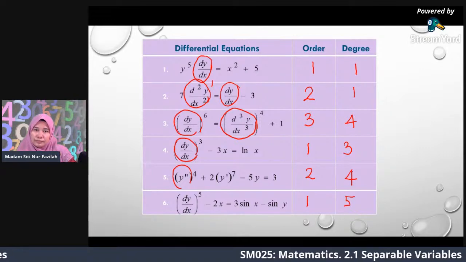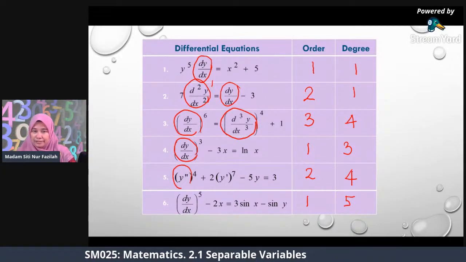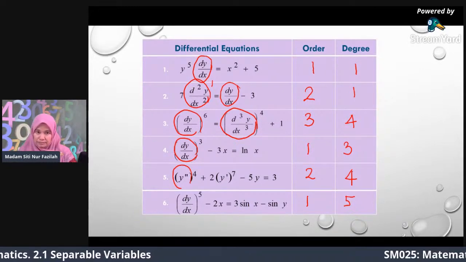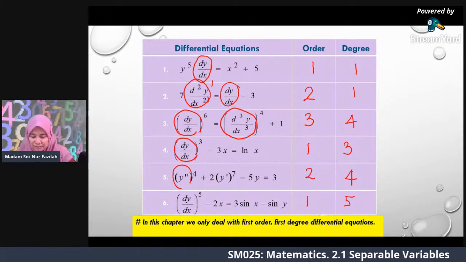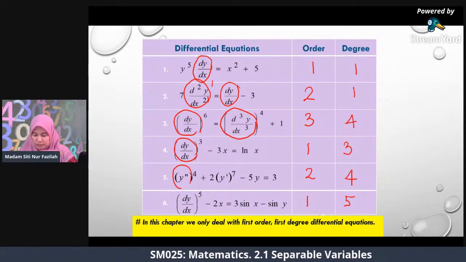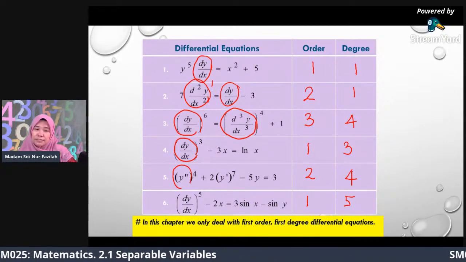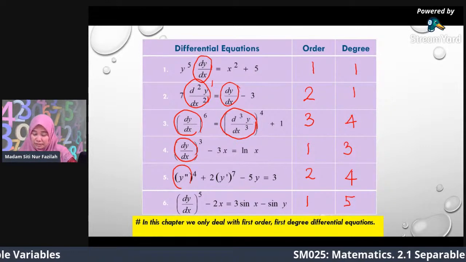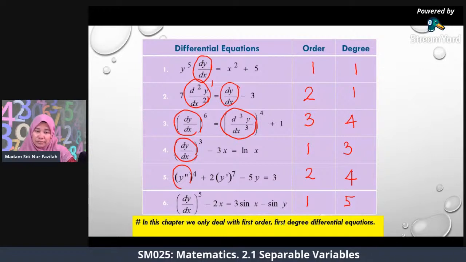That's the meaning or concept of order and degree for a differential equation. We have good news here. In this chapter, we only deal with first order, first degree differential equations. This means our syllabus just covers first order and first degree differential equations only.